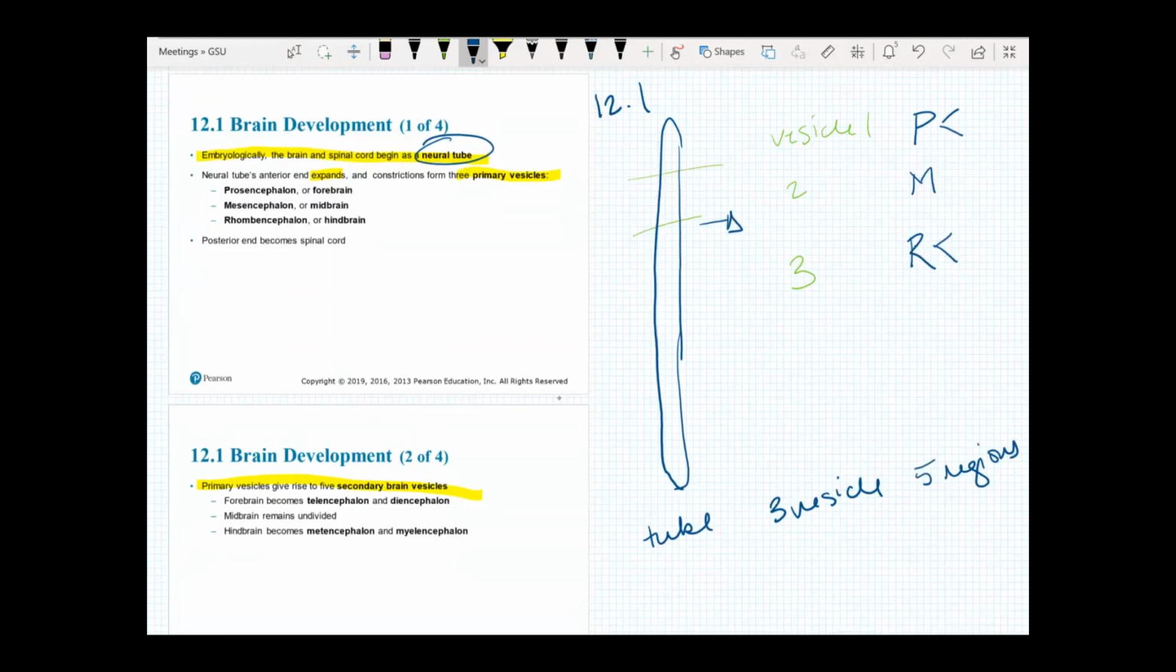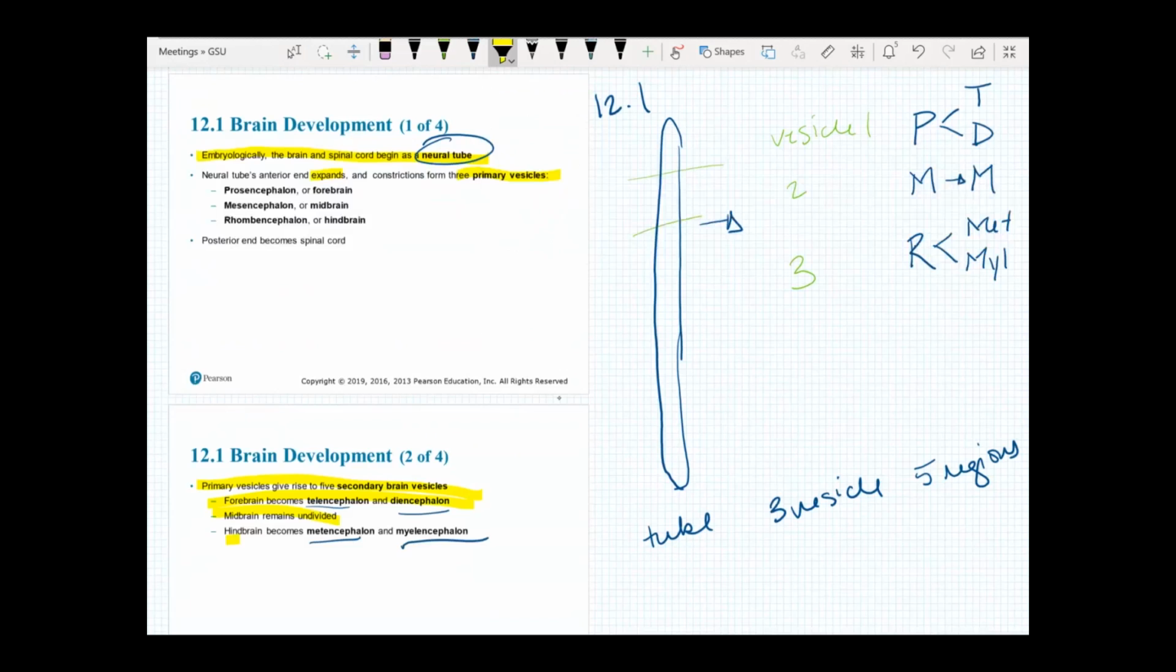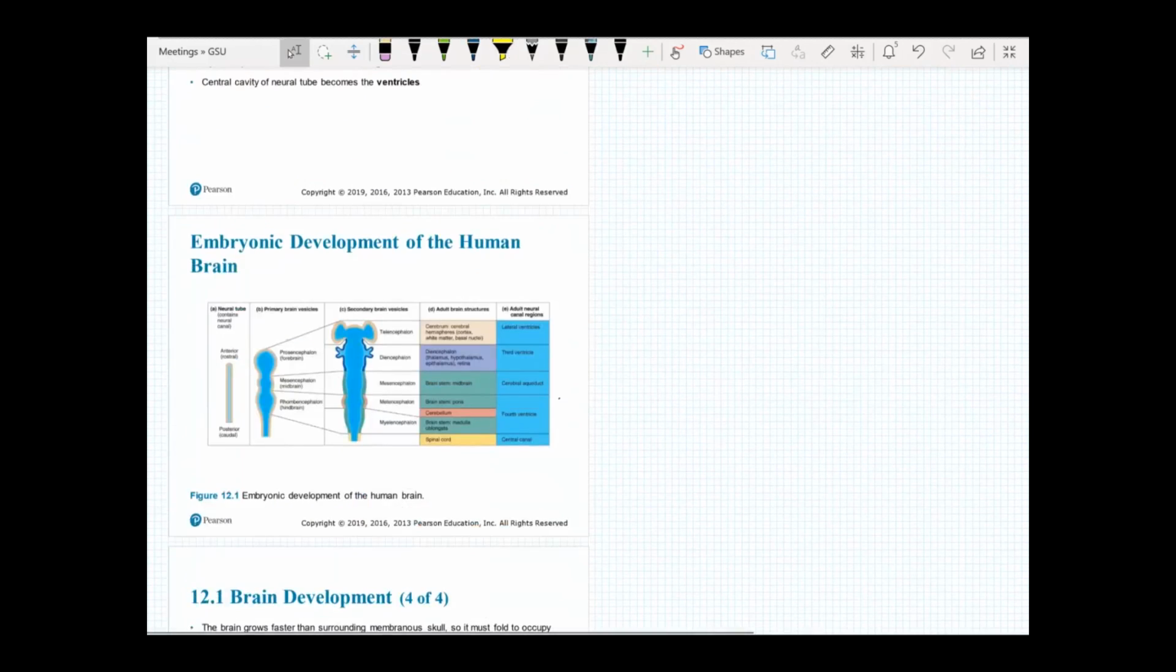Your prosencephalon will become your telencephalon and your diencephalon. That's these guys right here. Your mesencephalon will stay your mesencephalon, and your rhombencephalon will become your metencephalon and your myelencephalon. This is the way I like to remember how the vesicles of the brain get developed. So remember, one neural tube to 3 vesicles to 5 regions. Here is a great example of that.